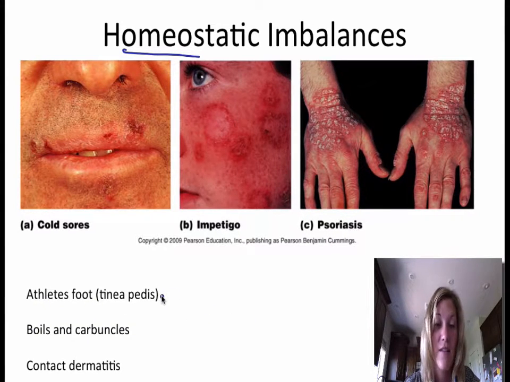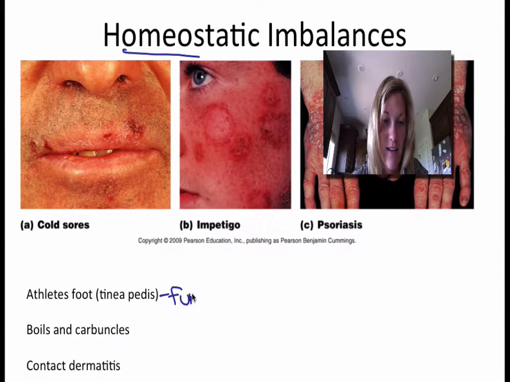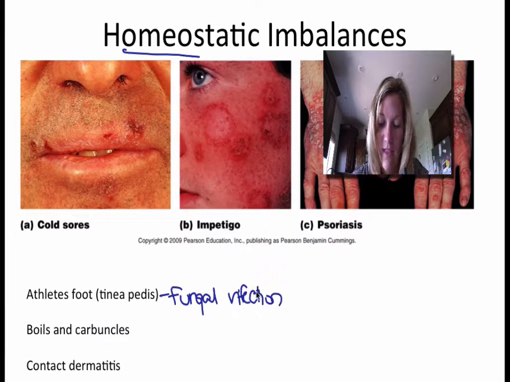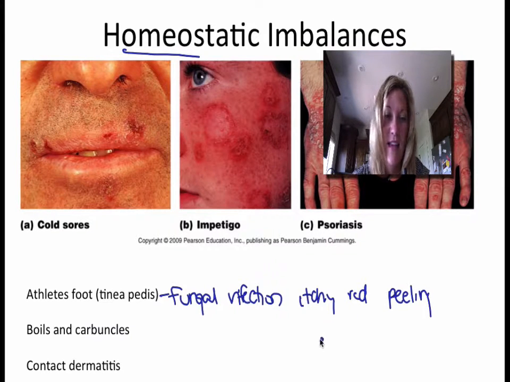Okay, athlete's foot is a fungal infection. And it causes an itchy red peeling condition. Doesn't that sound super fun? Okay, then we move on to boils and carbuncles. Okay, this is also caused by some sort of infection, except for instead of fungal infection, it's a bacterial infection.